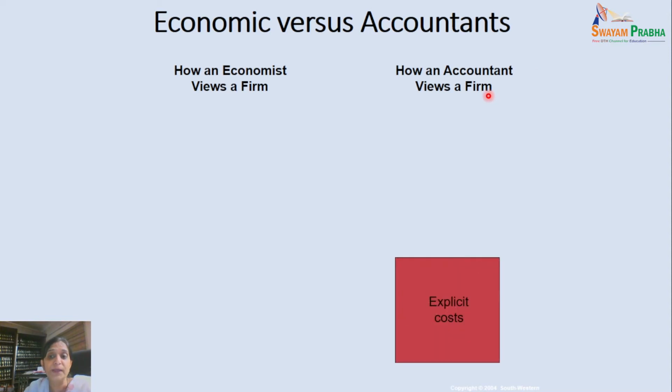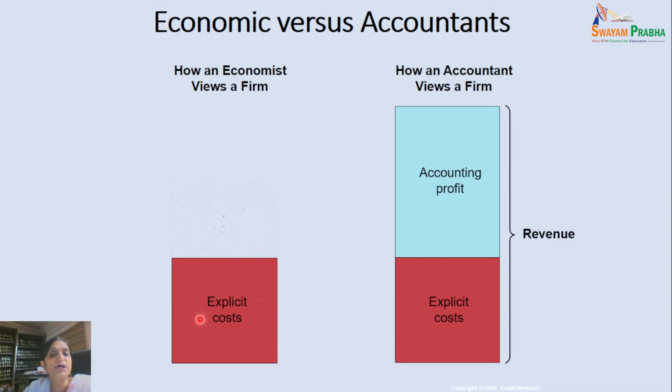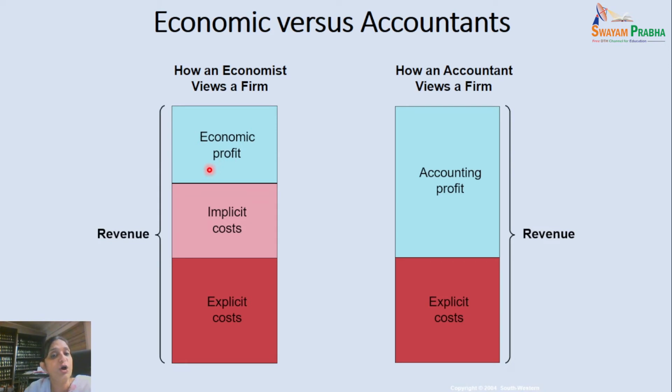Now let us see this graphically, how economists view a firm and how an accountant views a firm. In an accountant's view, explicit costs are taken and then accounting profit is derived. So revenue minus your explicit cost will give you your accounting profit. Whereas in economics, you will of course take the explicit cost, and you will also include the implicit cost, and then whatever is left out of this revenue will be called your economic profit.